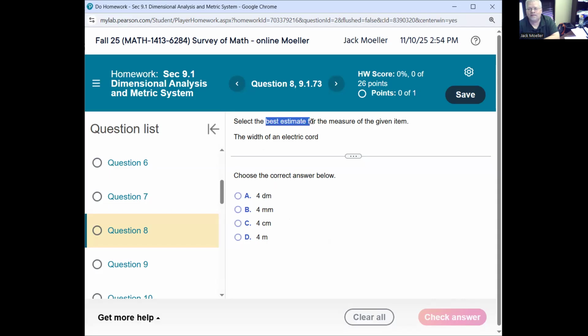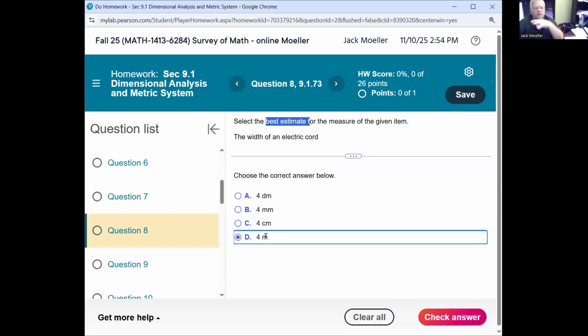Select the best estimate or measure for the given item. So the width of an electric cord. So we're talking about half an inch, quarter of an inch, depending on what kind of cord you're talking about. So which one of these is the best? And this is where, a meter is a yard equivalent. Electric cords are not a yard wide. A centimeter, it takes 2.5 centimeters to get an inch.